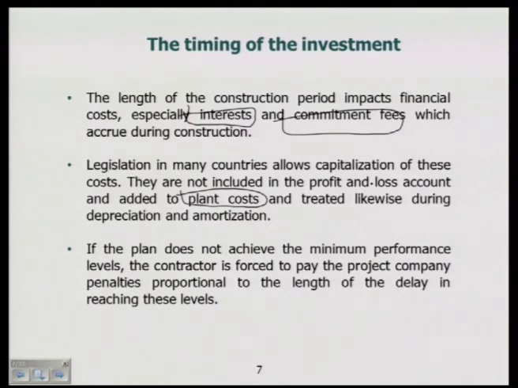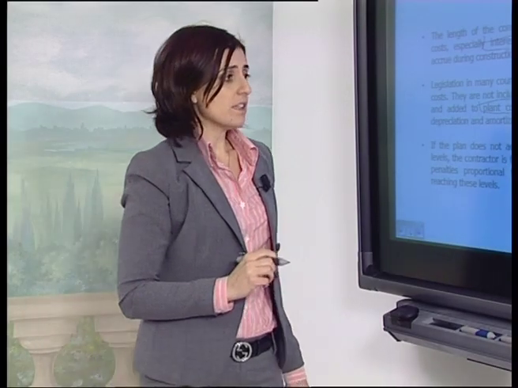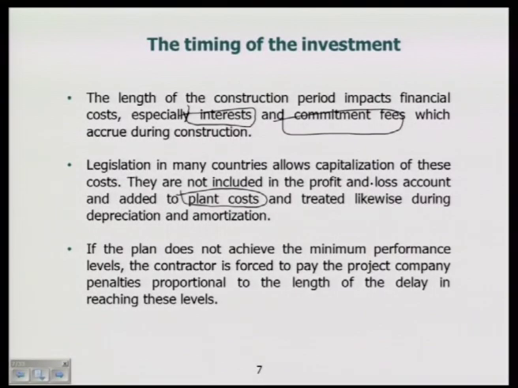depreciation and amortization. If the plant does not achieve the minimum performance level, the contractor is forced to pay the project company penalties proportionate to the length of the delay in reaching these levels.